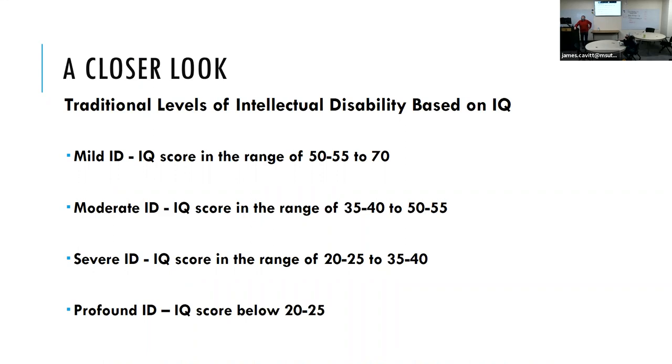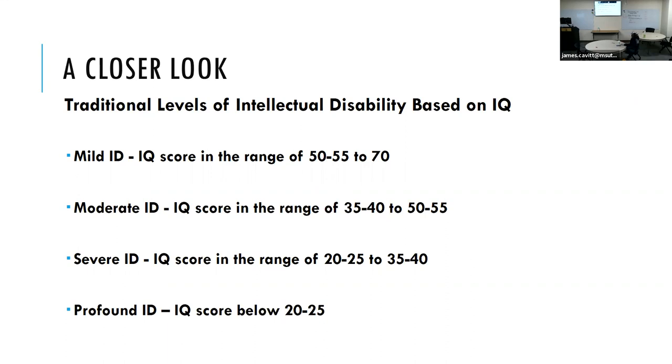So let's take a closer look at traditional levels of intellectual disability. We don't really use these definitions anymore because they really don't mean anything for us. It's just numbers. But usually somebody with a mild IQ, let's say between 50 and 70, is going to be served in the general education classroom most often. They're going to look fairly typical of just everybody. And we'll look at characteristics here in just a minute.